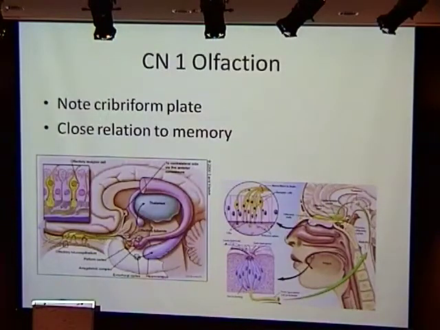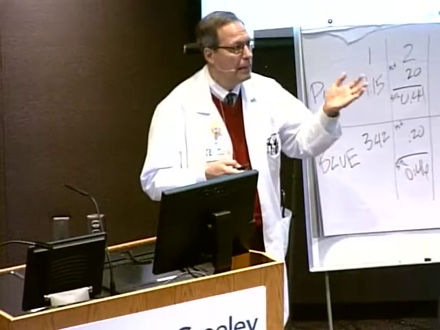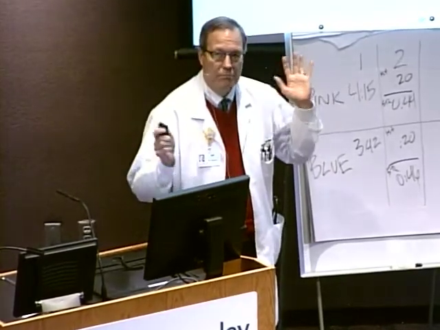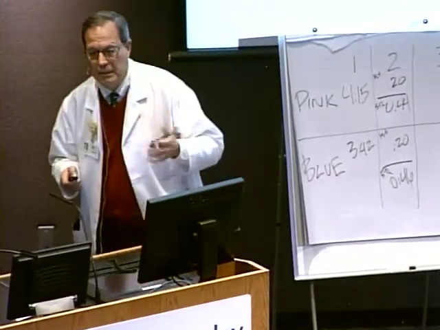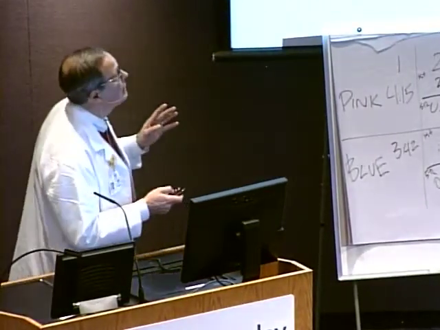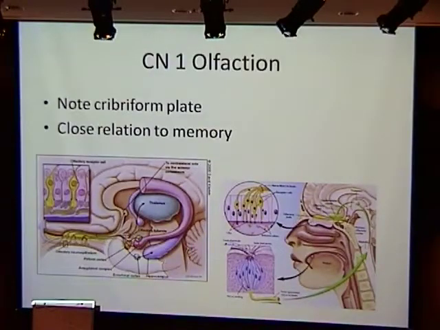Used to be, in the old days, this was a big deal. When I was in training, you would test for olfaction because that was the only way you could get at the anterior part of the brain. The CT scan and all the other advents of imaging have made this pretty uninteresting anymore, but there's always a lot of complaints that you're going to hear from patients about smell, loss of taste. And I want to emphasize a couple of things about smell. One is it's very close to this cribriform plate, which is very friable and breaks very easily. A good punch to the nose can do it.